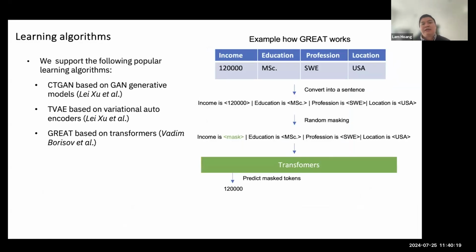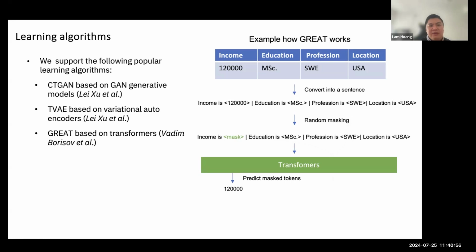Okay, in terms of learning algorithms, we looked into different literature and we see there are 3 types of learning algorithms popular for this type of data. The first one is based on GAN generative models. The second one is based on variational autoencoders, right? These are 2 popular types of generative models. And the last one is based on transformers, because there is always the question of whether the transformer is really relevant for tabular data, right? At the beginning, we didn't think they were, but let's see.